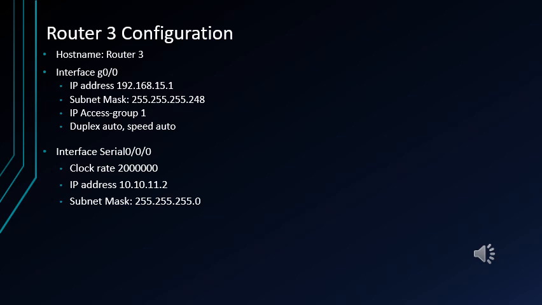For the router 3 configuration, we used a host name of router 3. Interface G0 had an IP address of 192.168.15.1, a subnet mask of 255.255.255.248, and implemented an IP access group 1, auto for duplex and auto for speed. Interface serial 0 had a clock rate of 2 million and an IP address of 10.10.11.2 and subnet mask of 255.255.255.0.